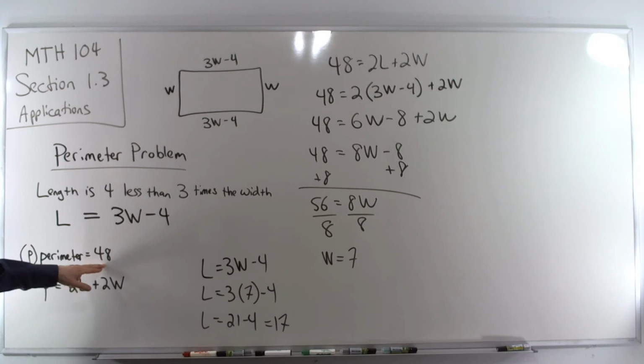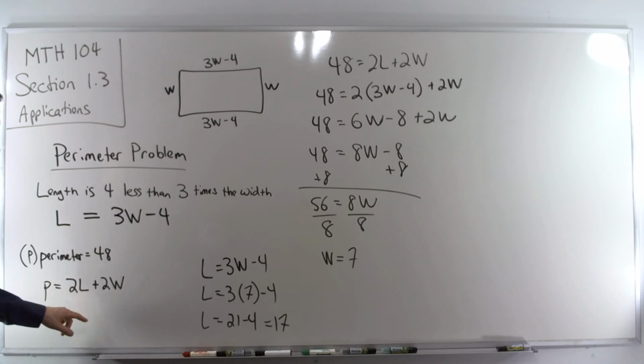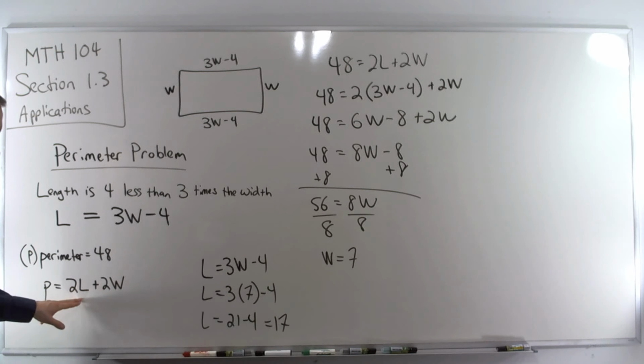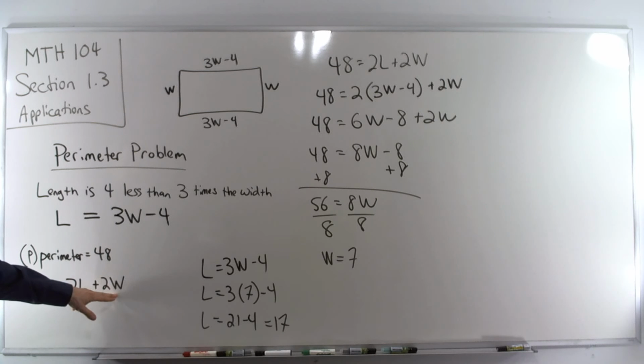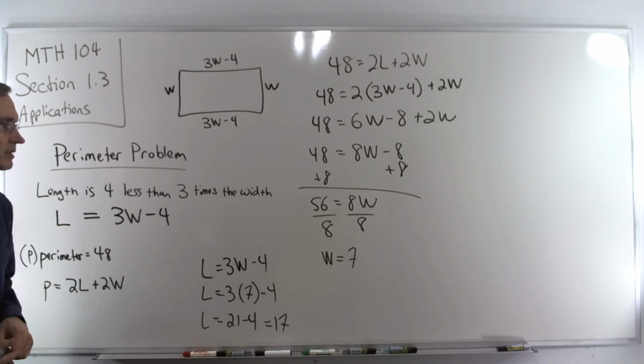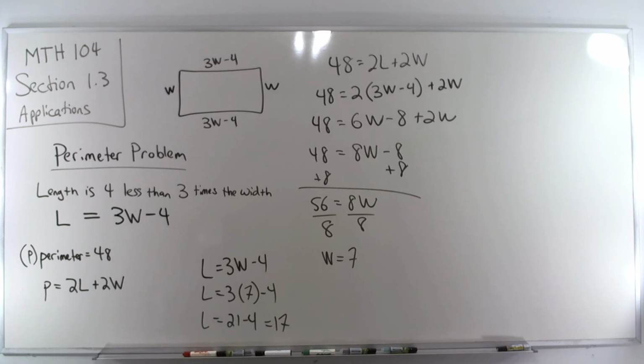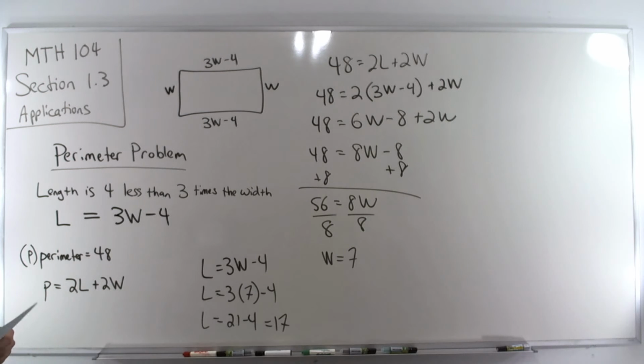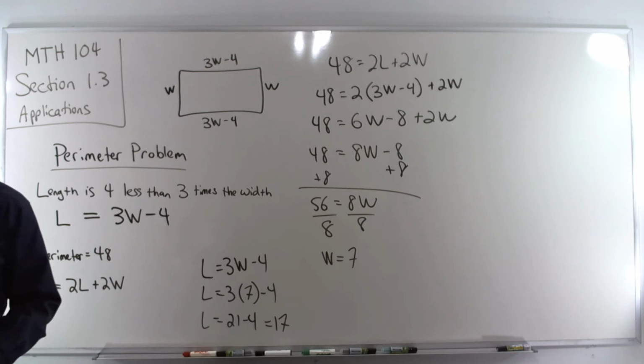Now we know the perimeter is 48, so let's do a quick check here. I'm going to plug in 17 for L and 7 for W. 2 times 17 is 34. 2 times 7 is 14. 34 plus 14 is 48, so that checks. So there's our length and width. Make sure you always check at the end of these. You should plug it back into one of the original equations to make sure it works out. All right, now use this procedure then for your turn number 1.